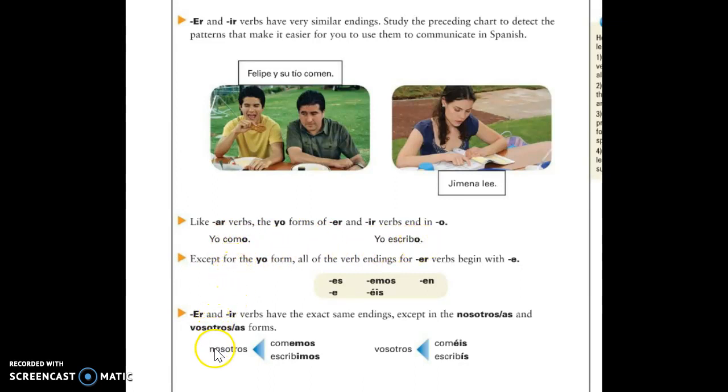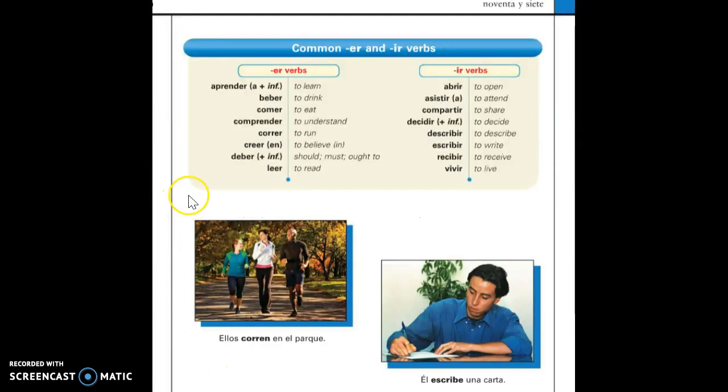And then just to reiterate, the nosotros form is going to follow the ER or IR ending. When it's an ER verb, it's emos. When it's an IR verb, it's imos. Very simple. And here, estudiantes, you're going to find your common ER and IR verbs.